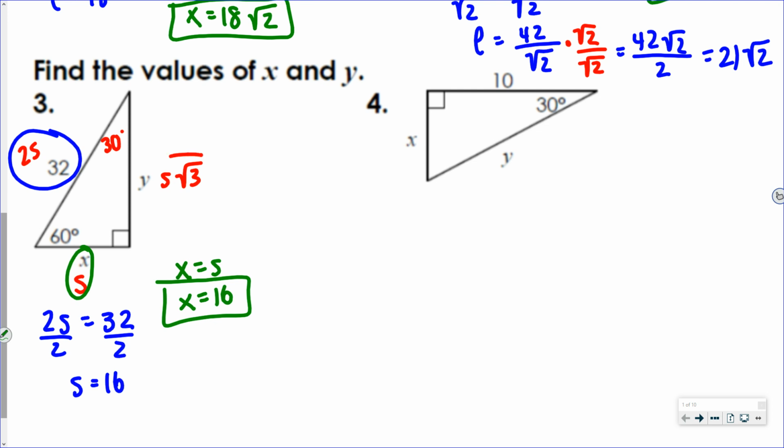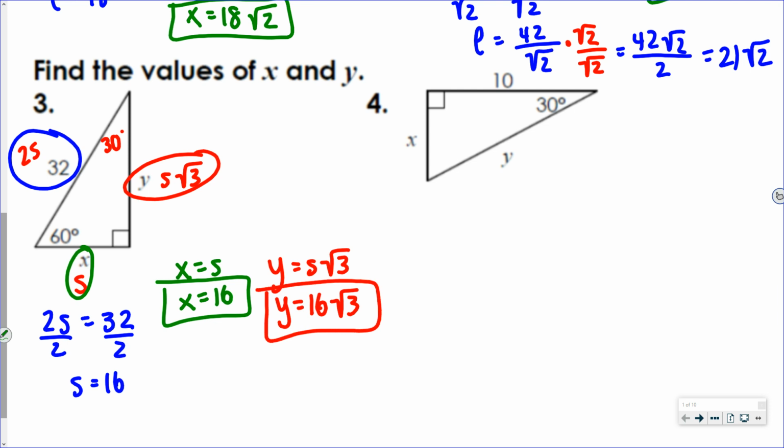And then Y is just S times root 3. And since S is 16, we get 16 root 3. We could, again, check our answer with Pythag. We got some practice on this on the worksheet. You'll get more tonight with the book work.